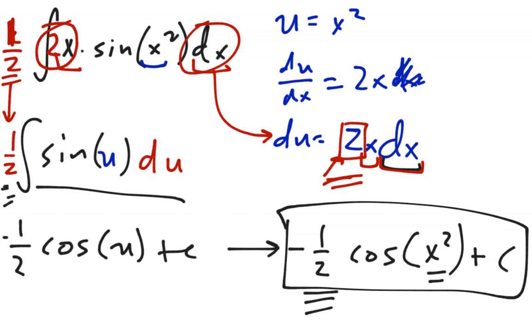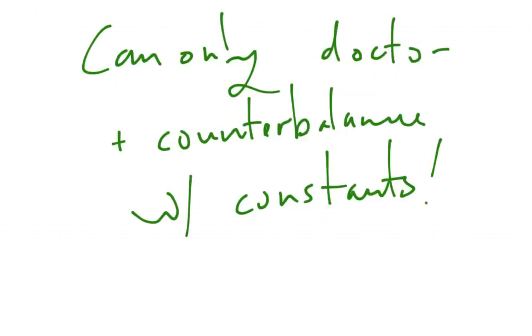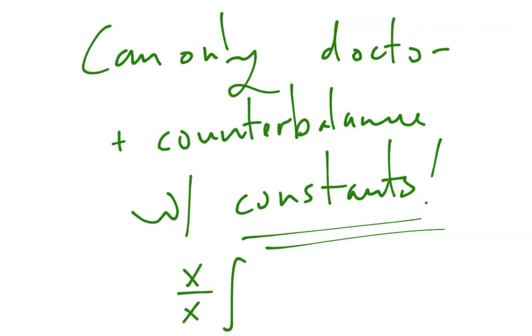I called this doctor counterbalance before because what you're essentially doing is you're doctoring up the original integrand, but then you have to counterbalance on the outside to account for the fact that you just threw a random number inside. Another important note is that you can only doctor and counterbalance with constants. The reason you can't doctor and counterbalance with variables is because if you multiply the top and bottom by x, let's say you need it, you can't pull the x into the integral. That's not a property of integrals. Pulling a constant inside is, but variables are not allowed.